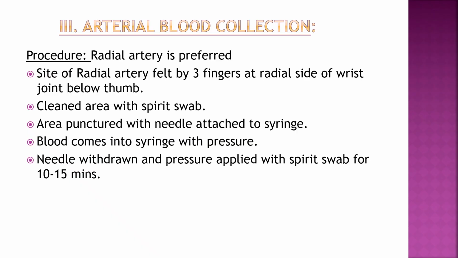So here you can see the third method. It is the arterial blood collection method. In that, the radial artery is preferred, and it is felt with 3 fingers at the radial side of the wrist joint below the thumb, where the radius bone is. Then clean that area and puncture the site with a needle attached to a syringe, and blood will come into the syringe. Adequate quantity of blood is withdrawn, and then apply pressure for 10 to 15 minutes with a spirit swab.